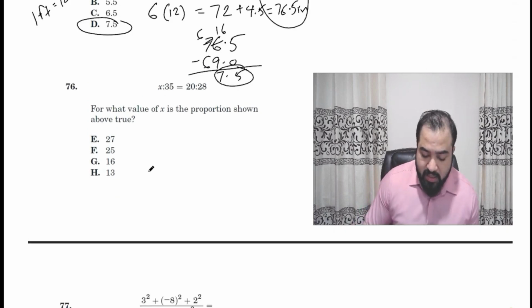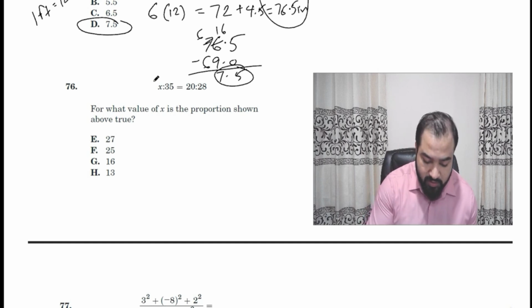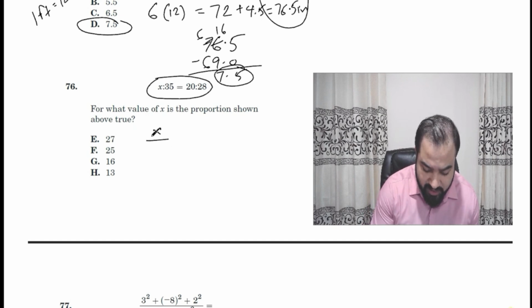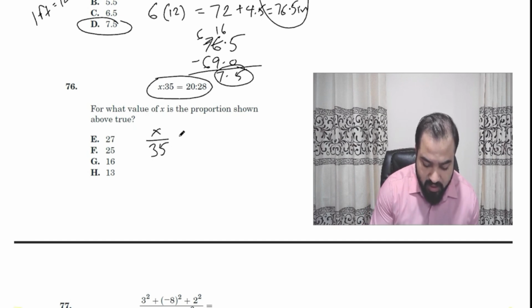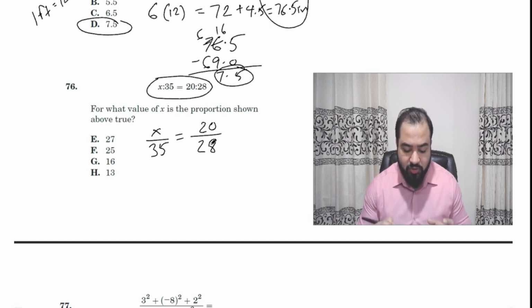It says, for what value of x the proportion shown above is true? So the proportion is x to 35 is equal to 20 to 28. We can rewrite it as x over 35 is equal to 20 over 28. So I'm going to show you a magic trick on this. When we have a proportion, we are allowed to simplify the denominators or the numerators.